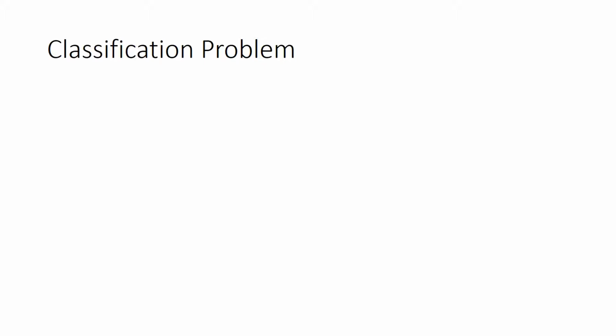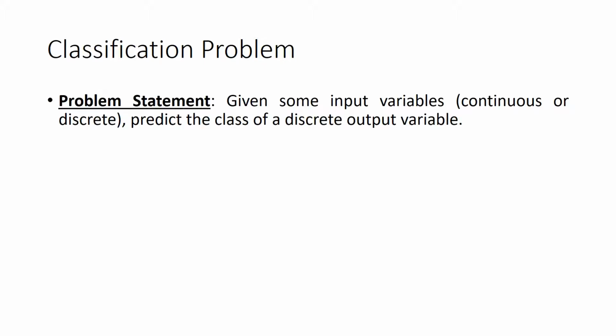With decision trees, we primarily attack problems wherein we are dealing with classification. Let's see what I mean by that. The classification problem is that given some input variables, which could be continuous or discrete, it doesn't matter, I want to predict the class of a discrete output variable. My output variable is discrete, not continuous, and given a bunch of input variables, I want to predict the class of the output variable.